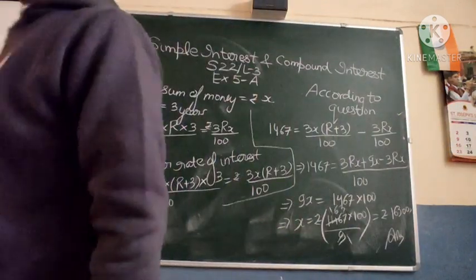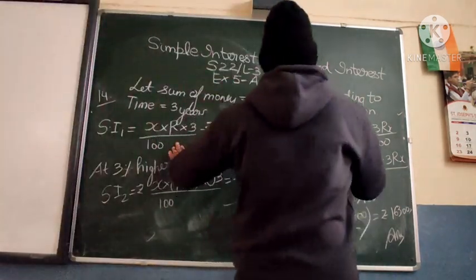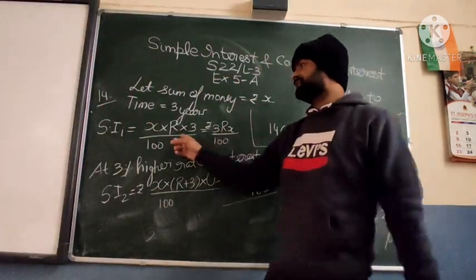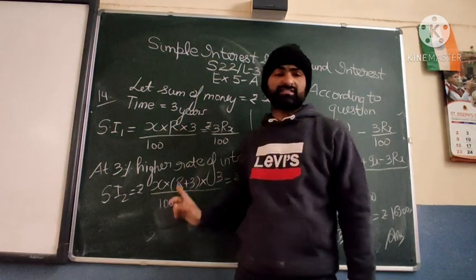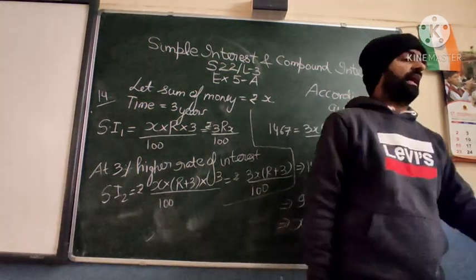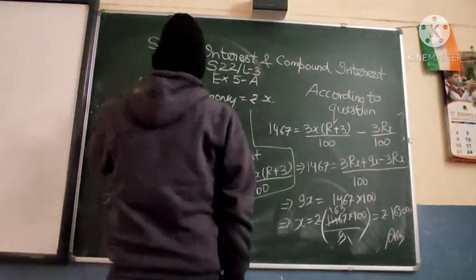Okay. I hope this makes things clear to you, and it is simple also. The only thing is that they are saying two simple interests are there. One interest is at R rate of interest, another is at R plus 3, meaning 3% higher rate of interest. Okay. Then next, let's see some more questions.